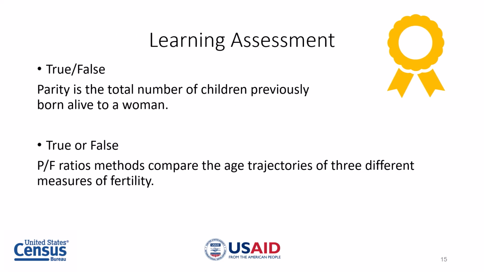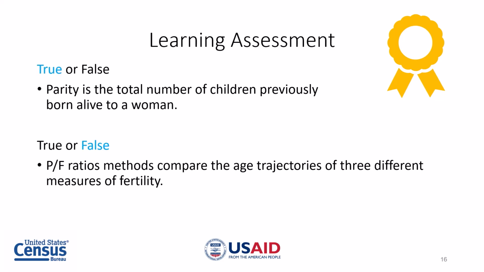Please answer true or false to the following two statements. First statement, parity is the total number of children previously born alive to a woman. Second statement, the PF ratio methods compare the age trajectories of three different measures of fertility.